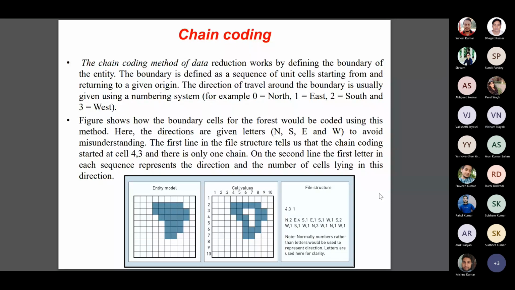Ma'am, so is it only applicable for polygon? Because as the chain name suggests. Yes. Okay, ma'am.